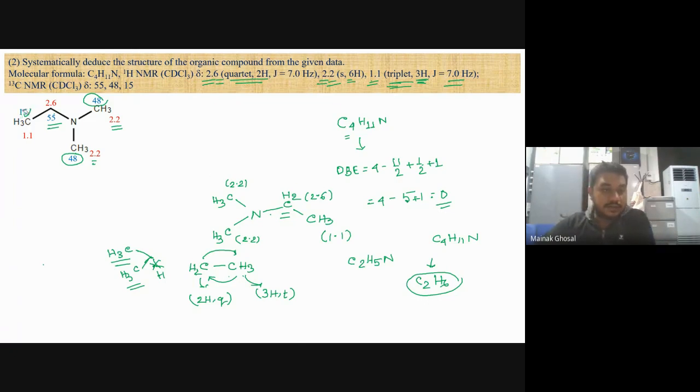So this is the structure of the compound, which is verified by mass spectrum. Any question up to this?